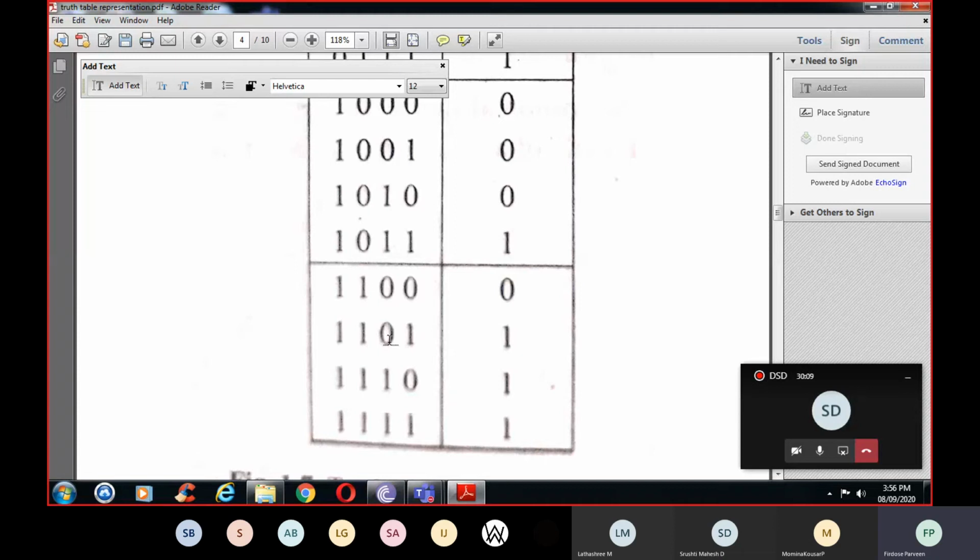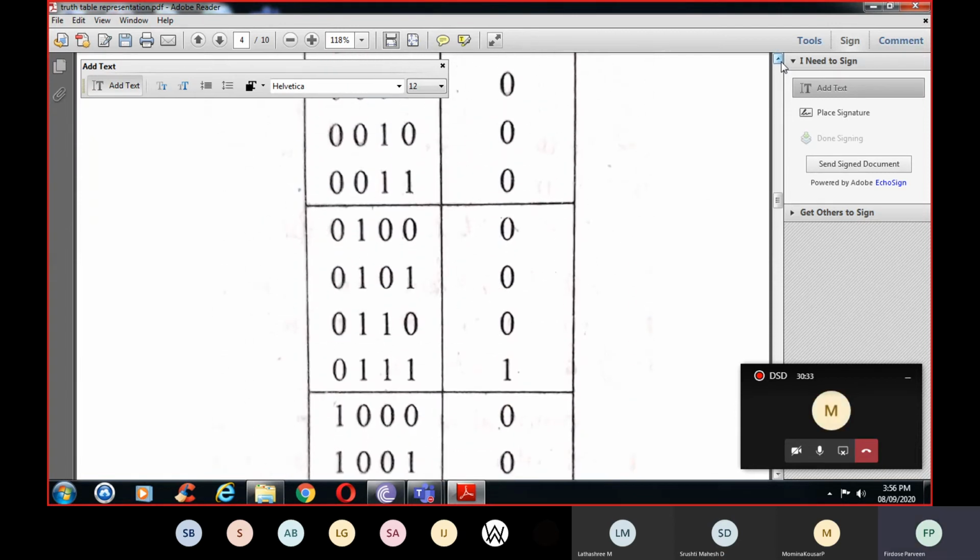So here 1, 1, 0, 1. So 3 inputs are true. That is 1, 1, 1. It is 1, 2, 3. Again, if majority means 3 or more than 3 are 1, then the output is generated as 1. Okay. When they tell you to write the expression for this truth table, how will you write?